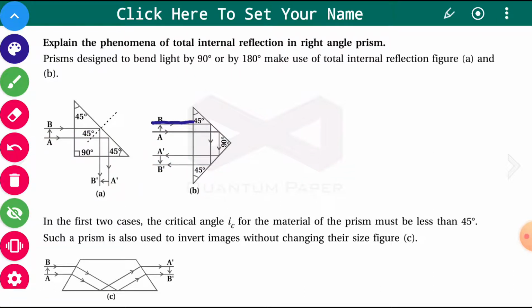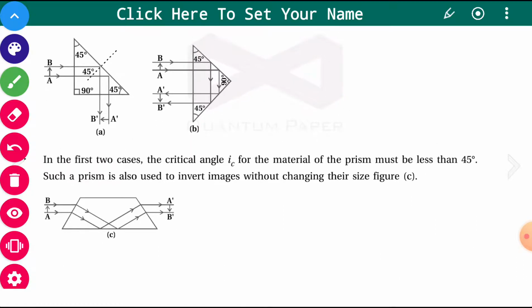Again, this is your incident ray. Again, the normal drawn at the point of incidence will make it reflected again. And again here there will be a reflection and the light ray will come out. So from the original path it is diverted in the opposite direction. We can say it is having a 180 degree shift. Another prism is also seen in this figure C. In the first two cases, the critical angle iC for the material of the prism must be less than 45 degrees, that I have explained.